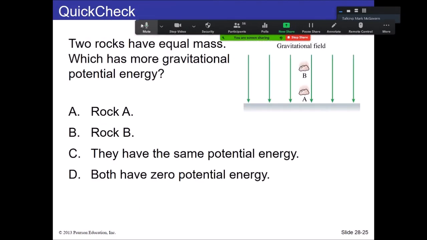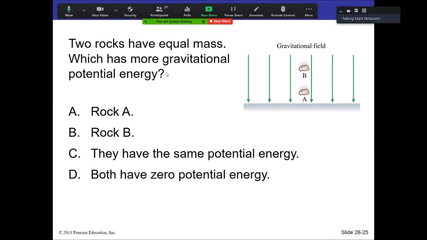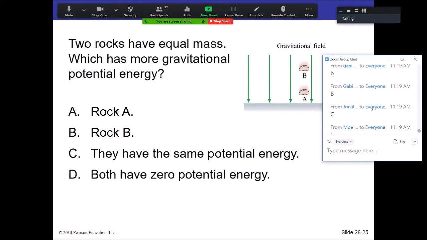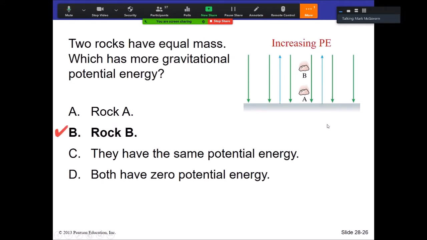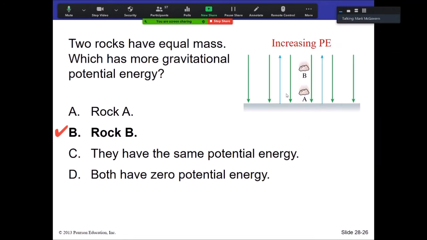All right. Question for you here. Two rocks have equal mass. Which has more gravitational potential energy? A lot of B's. The answer is B. The potential energy is described by mgy. The further we are up from our zero point, and it doesn't really matter where the zero point is, B is going to have greater potential energy because it's further up.